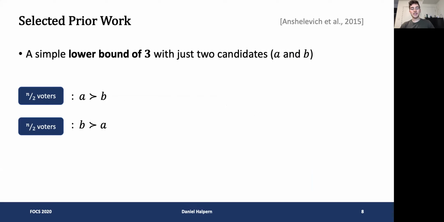So in this instance, we'll only have 2 candidates, A and B. And half the voters will prefer A to B, while the other half will prefer B to A. Now, this is a completely symmetric instance, so without loss of generality, let's assume our rule chooses candidate A.